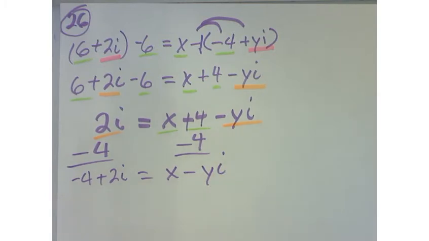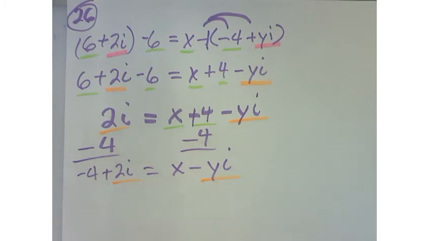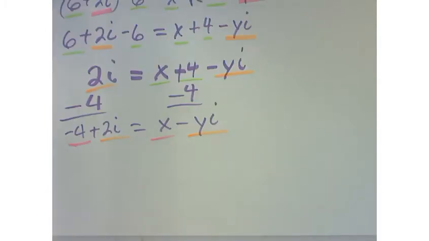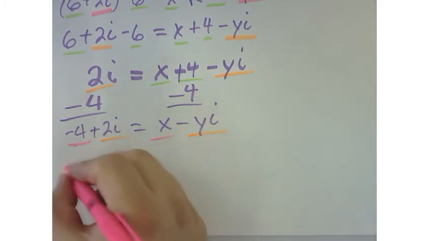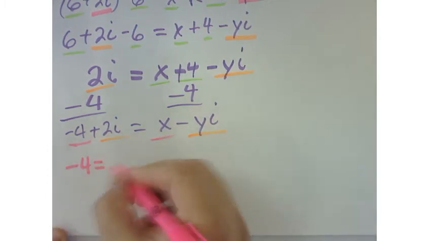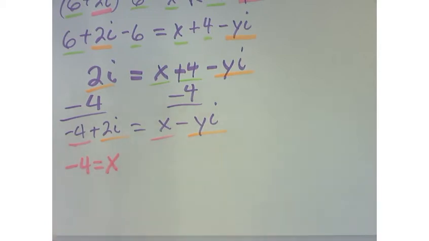Is that right? Anything with an i is an imaginary component and anything without an i is a real component, right? Complex numbers are made up of real and imaginary parts. Well, if I set the real parts equal, -4 is equal to x, those are the real parts. Bam, I'm done. Now the next part is to set the imaginary parts together.